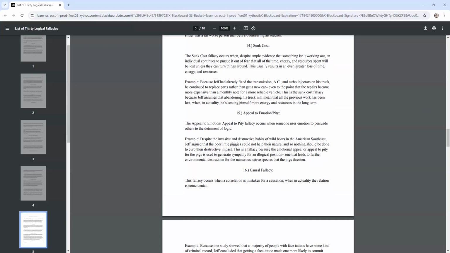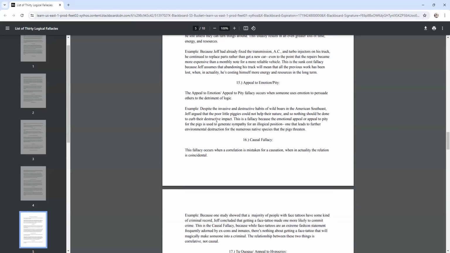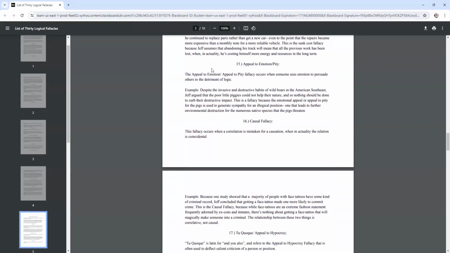We just don't want to give up on things sometimes, especially when we spent a lot of effort on them. But sometimes you have to see the writing on the wall and realize that the sunk cost fallacy is not worth your time. Number 15 is the appeal to emotion or pity.